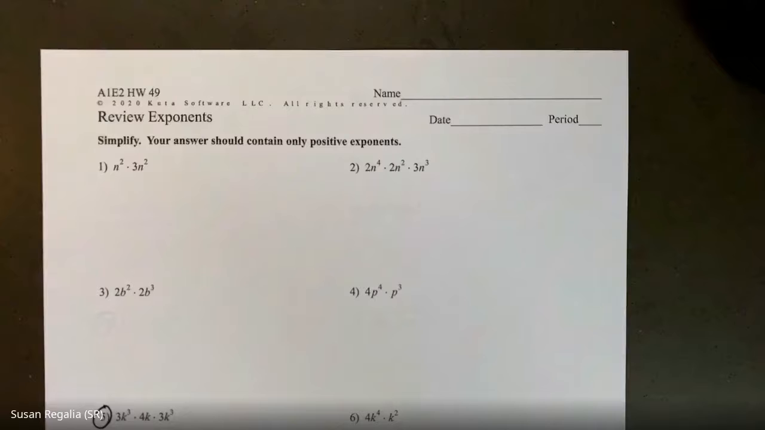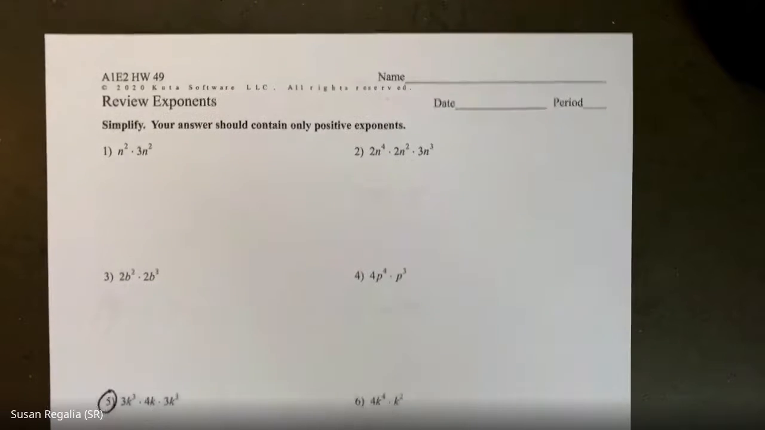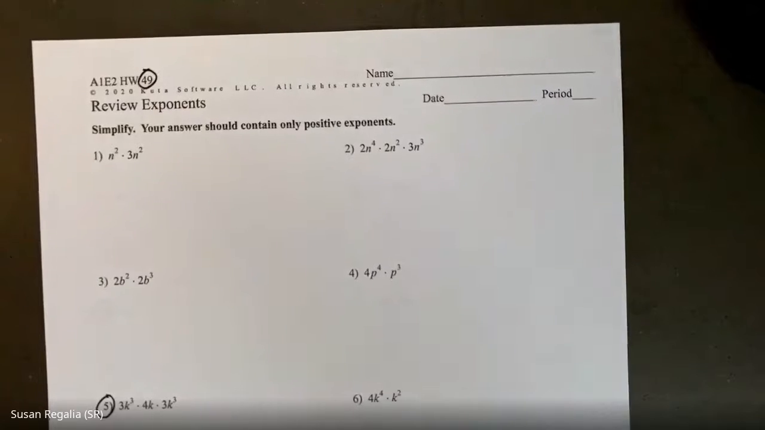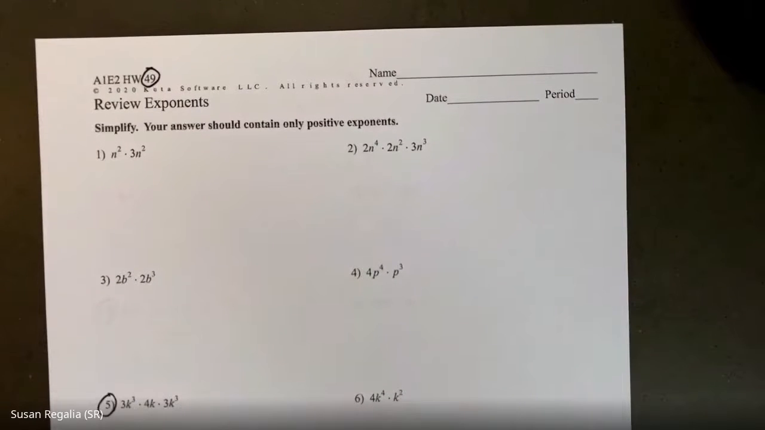Okay, right now we're going to go through just 4 problems that are on your homework assignment, just as a quick review. And so this is assignment number 49. It's assigned Tuesday, due Thursday.